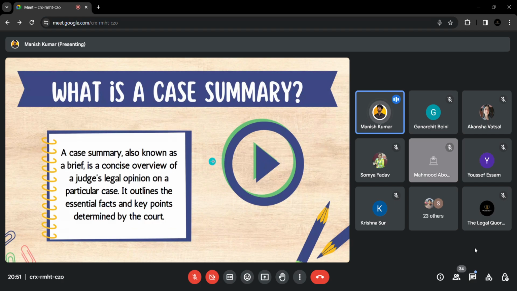A case summary, also known as a case brief, is a concise or a summarized form of the case. It is an overview of a judge's legal opinion on a particular case. It outlines the essential facts and key points that were determined by the court.